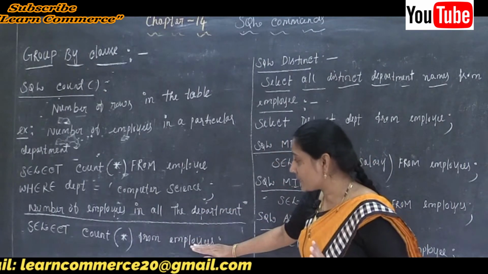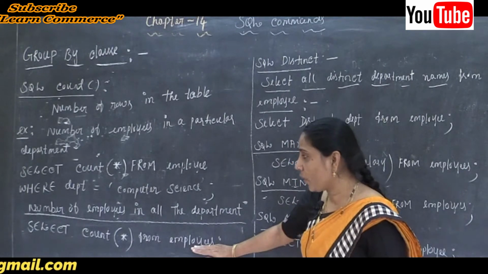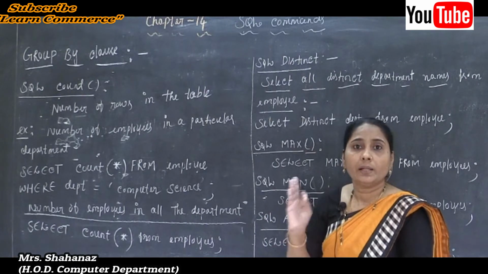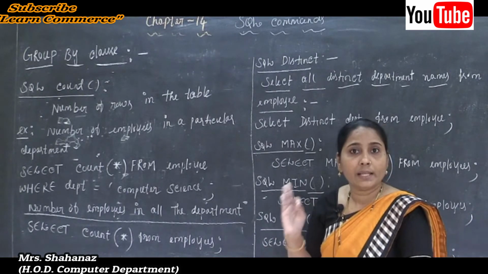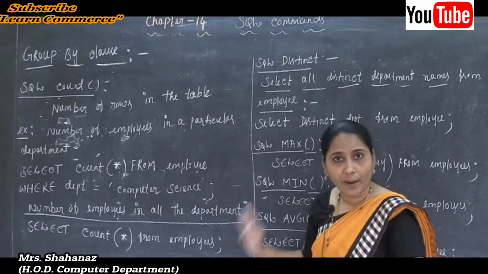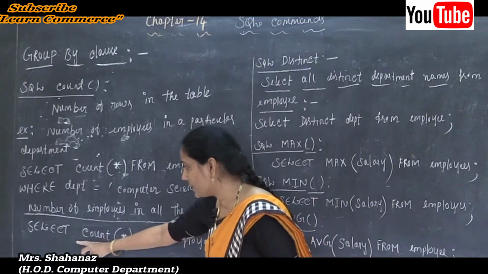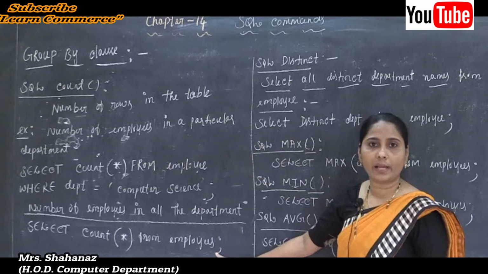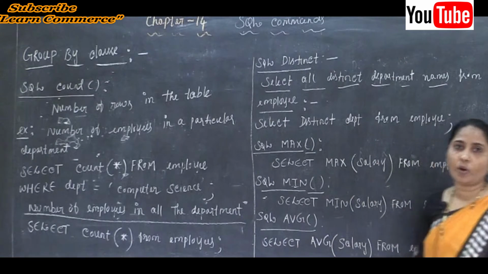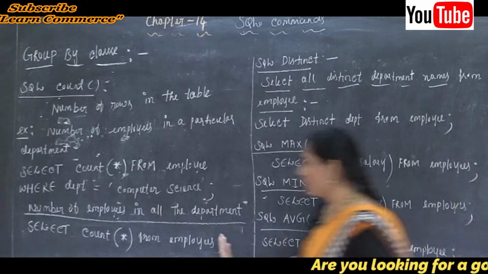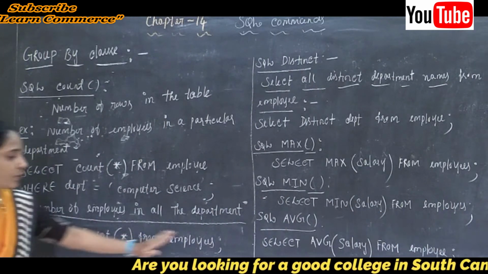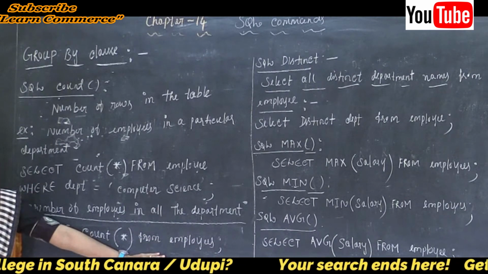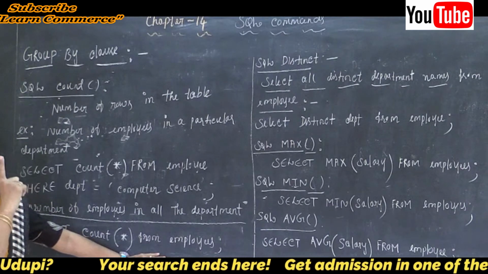But this example shows the number of employees in all the departments. There is no particular department. That means we need to show the number of records from all departments here. So how do we write the example? SELECT COUNT(*) FROM employees. That means every record is counted. Maybe if you use SELECT COUNT(*) FROM employees WHERE department = chemistry, just one record is going to display.